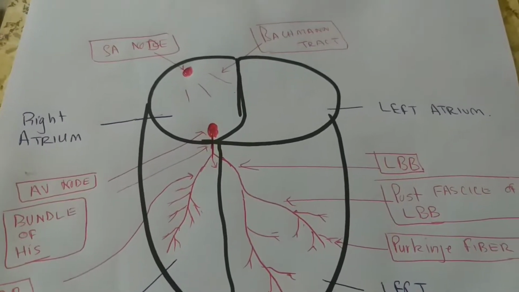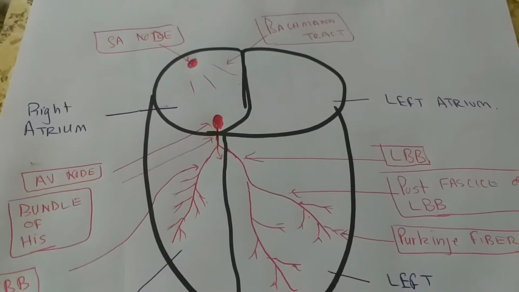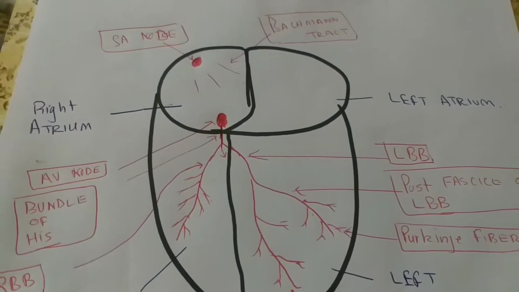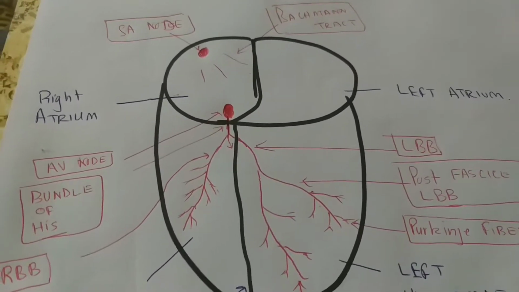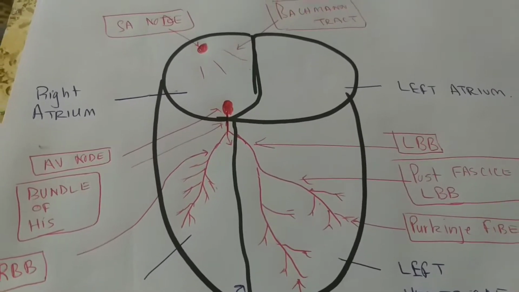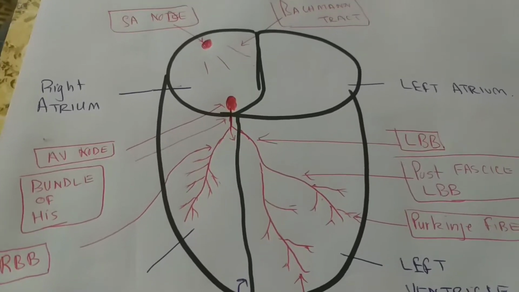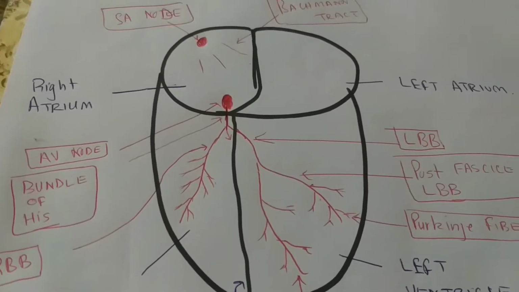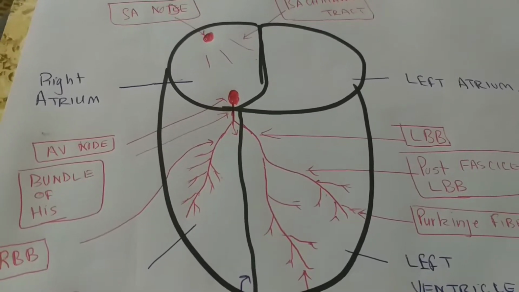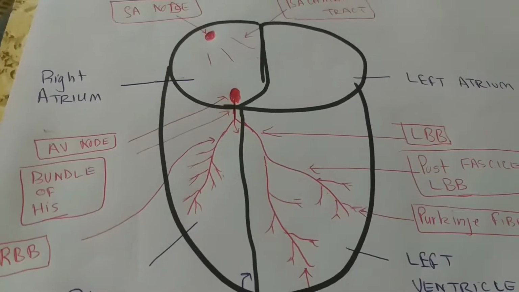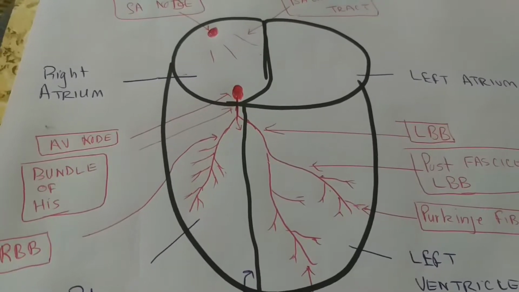The first part of the P wave is caused by the depolarization of the right atrium, and the descending or second part of the P wave is caused by the depolarization of the left atrium. From the atria, this impulse enters into the ventricle through a door known as the AV node, which is located at the junction of the atria and the ventricles. So the AV node, or atrioventricular node, is the only point in the conduction system which delays the impulse transmission from the atria to the ventricles.